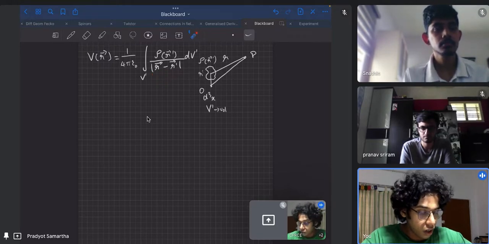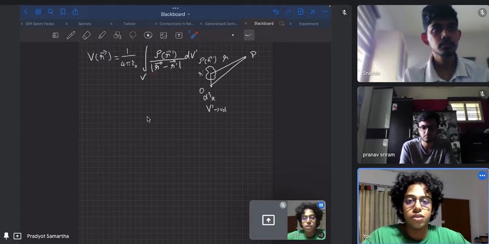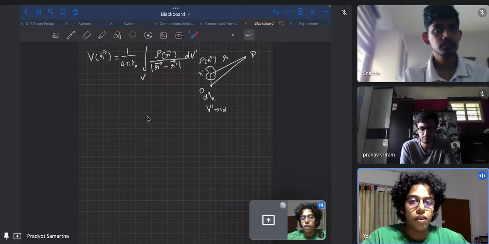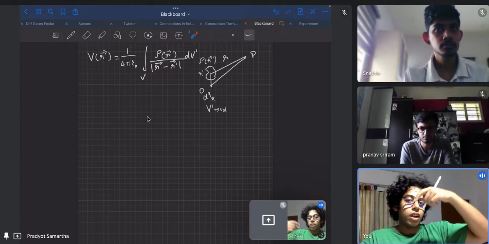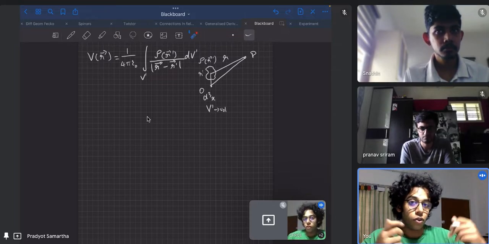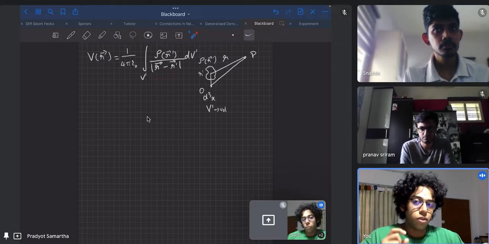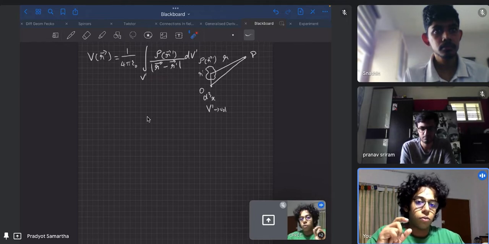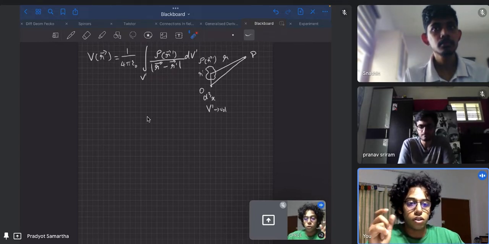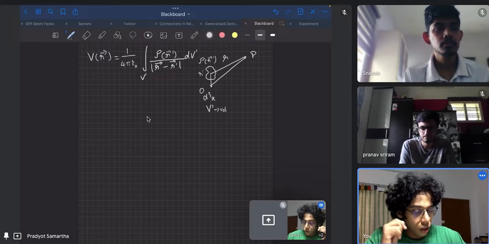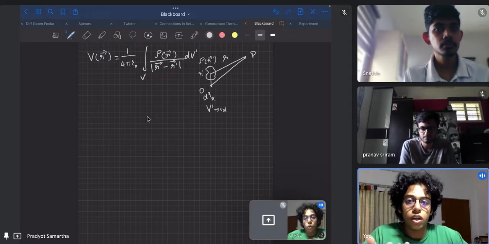So the denominator here is the major issue, because you really have two variables. You have r prime and you have r as well. Here r is the more general, global variable, while r prime is your integration variable. It gives you your internal charge distribution. So now, how do we go about this?